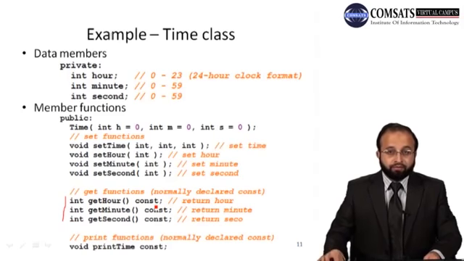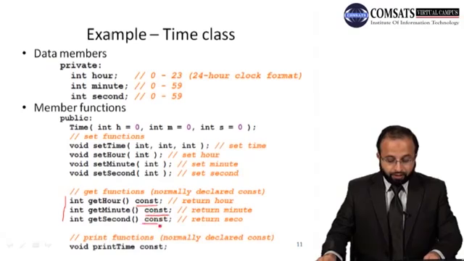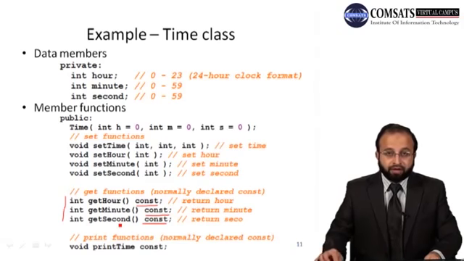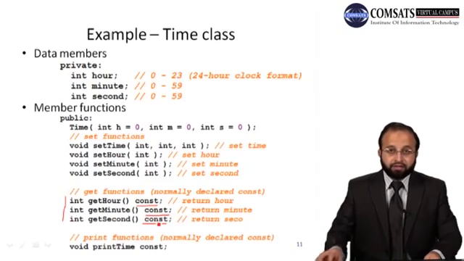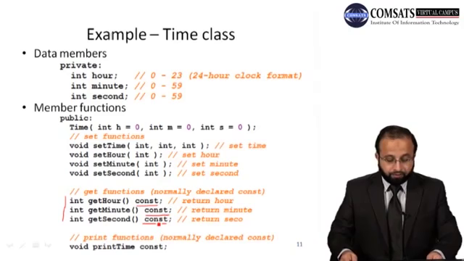object. Although if we don't write const over here with get hours or get minute, then it is possible for get hour, get minute or get second function to change the value of the private data member of the object that calls those functions. When we make them constant, then it is not possible for these functions to change the value of the object that called these functions.